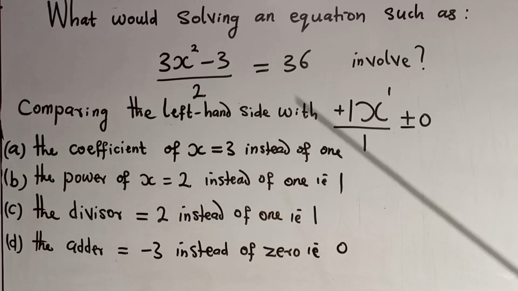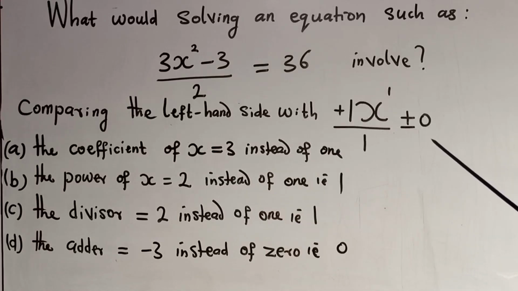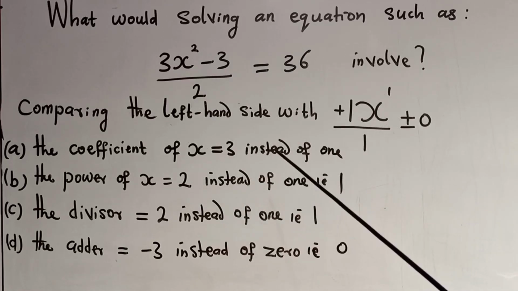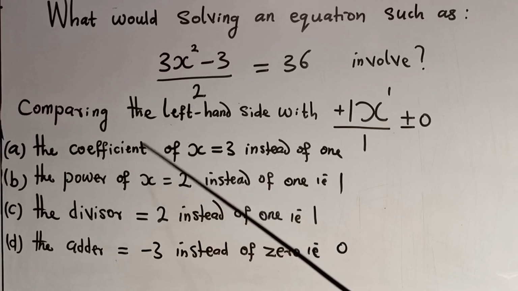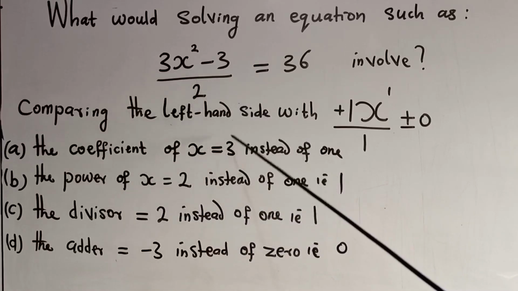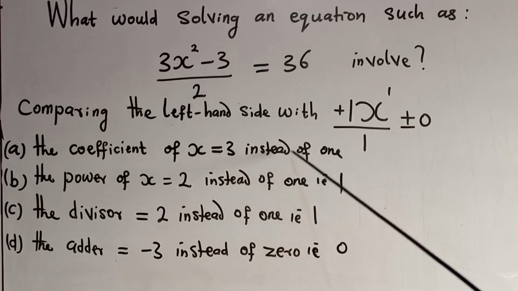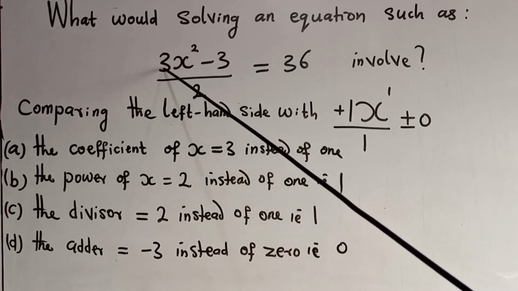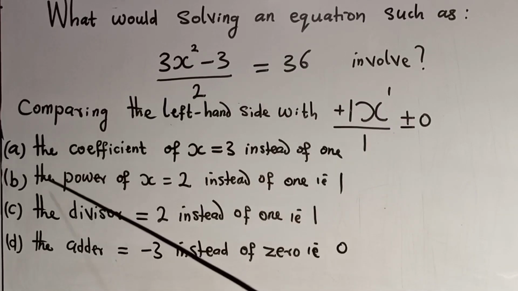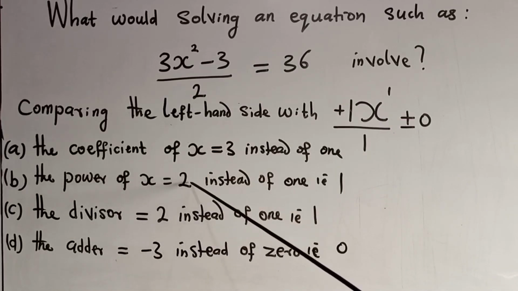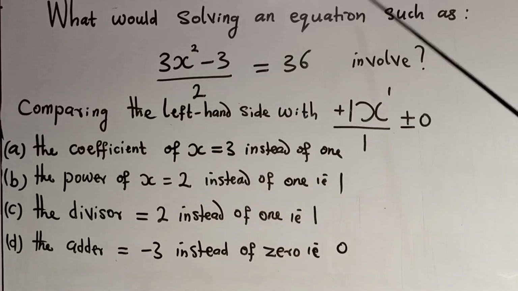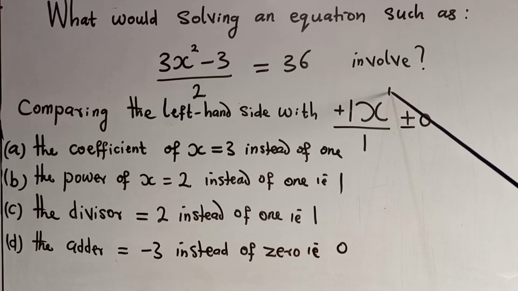This is why we conclude that in solving this equation, we have to bear in mind that there are obstacles to be cleared. What are they? The coefficient of x in this expression is 3 instead of 1. See 3 here and see what it is supposed to be. Next, the power of x is equal to 2. See the power of 2 here. See what it should be. It should be power of 1.